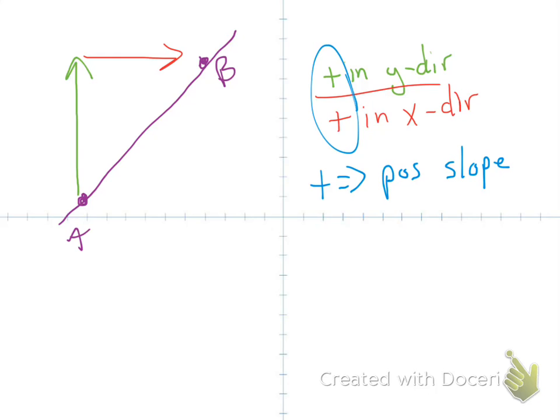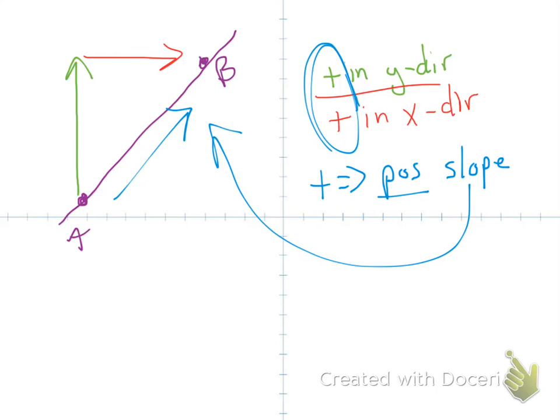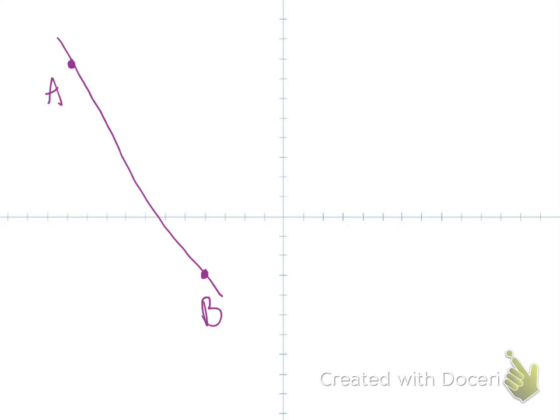Okay, now when you look at this line, this line is going up. We read from left to right, so from left to right, that line is going up. It's up because it's a positive slope. And it's a positive slope because positive divided by positive. Let's look at another one.